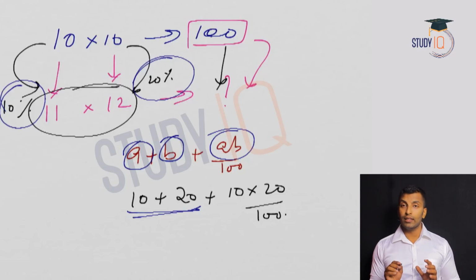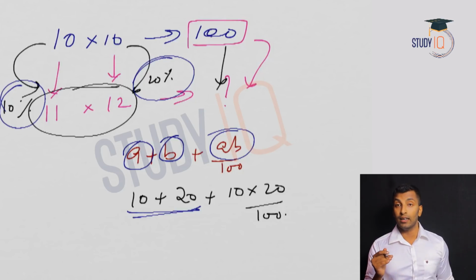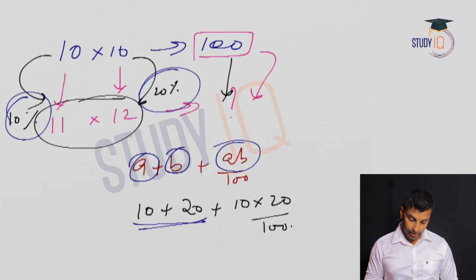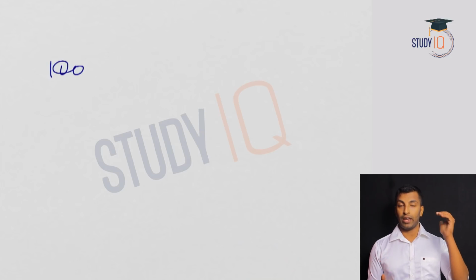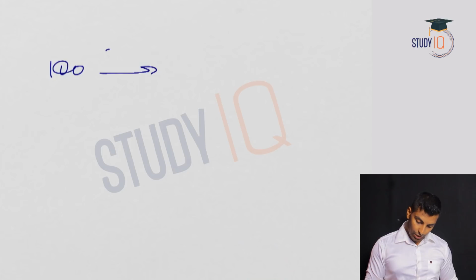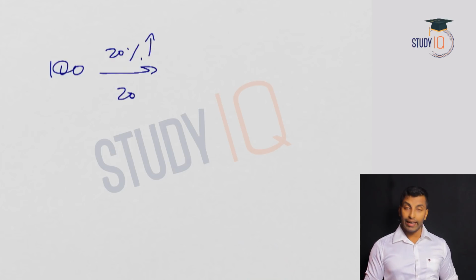Rather than doing this, how can you visualize it with the previous concept that we have discussed? It's very similar to the successive increase or decrease that we have learned in the case of percentage. So how are we going to apply the successive rule? You can visualize it like this, from 100, because the product, 10 into 10, was 100. From 100 there is a 20% increase, and we know 20% increase means an increase of 20. So that's going to be 120.